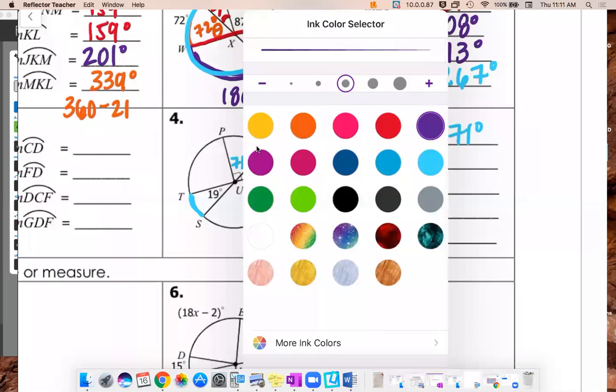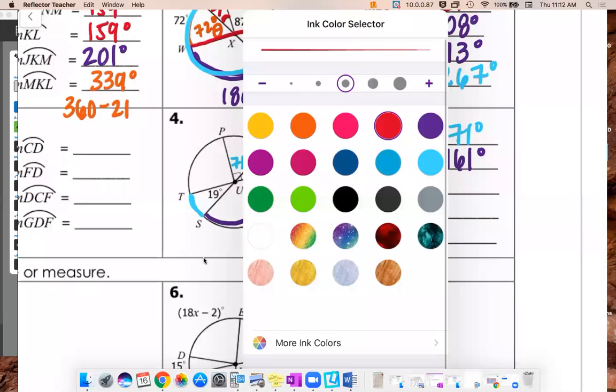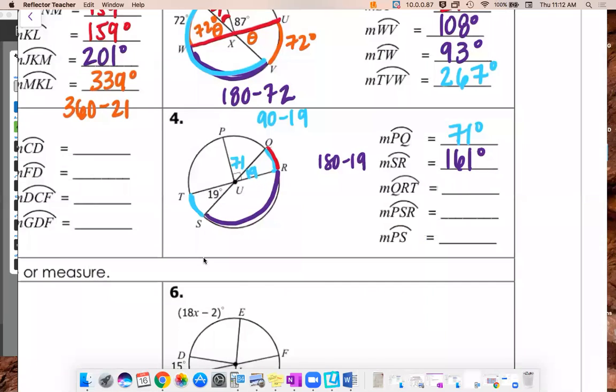Okay, next thing they want us to know is SR. So we want to know this arc measure right here. Well, we know if we cut the circle in half again, that it's this arc plus 19. So to get this one, you're going to just do 180 minus 19. So you end up with 161 degrees for that purple arc right there. Okay, and then they want us to do QRT. So they're wanting us to find QRT right here. So we did just figure out what this arc is. We know that this is 161. So then all you do to get this is 19 plus 19 plus 161. And then you should get that this is 199 degrees.